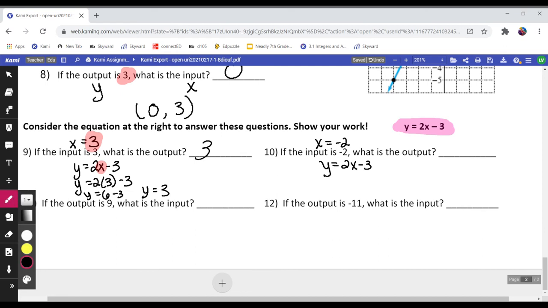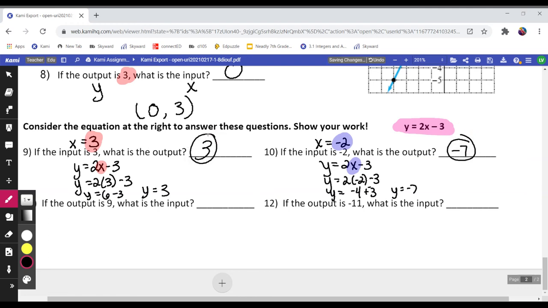So going back here, I'm going to plug in -2 for x into my equation. I'm substituting it in. y equals 2 times -2 minus 3. y equals 2 times -2 is -4, minus 3. y equals -7. You could have also added and made it into a -3, and still would have gotten the answer of -7.